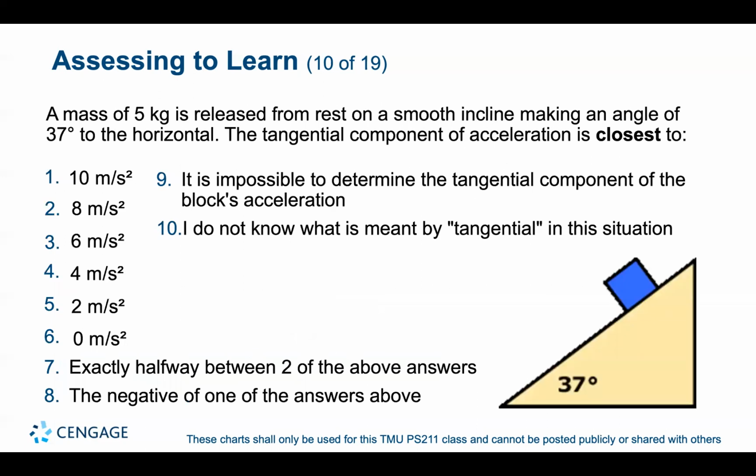And in this one, a mass of 5 kilograms is released from rest on a smooth incline, making an angle of 37 degrees to the horizontal. The tangential component of the acceleration is closest to, and the answer is 6 meters per second squared. So here we have something similar. A mass of 5 kilograms is released from rest on a smooth incline, making an angle of 37 degrees to the horizontal. The radial component of acceleration is closest to 0 meters per second squared.